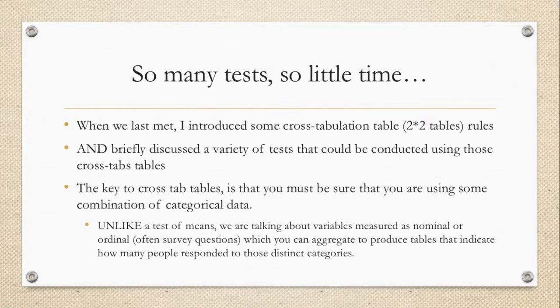The key to cross-tabulation tables is that first you must make sure that what you're using is some sort of combination of categorical data. Okay, so your independent variable and your dependent variable are measured in categorical terms. That means, unlike a test of means, which we spoke about before, we are talking about variables that are measured as nominal or ordinal. This is often the case for survey questions.